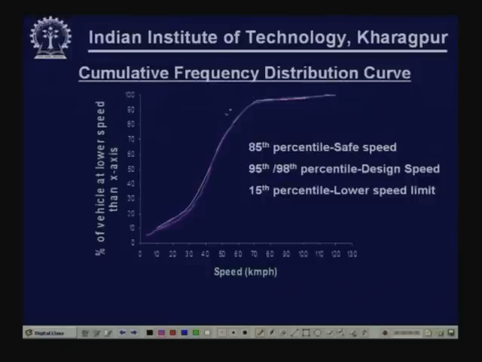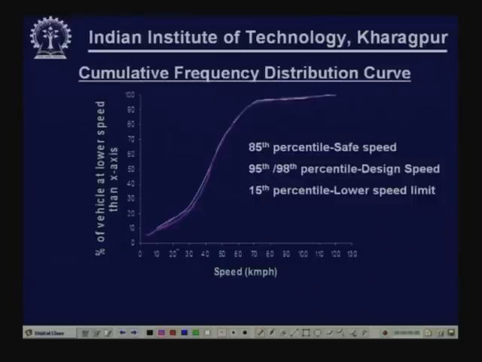Now, this cumulative frequency distribution curve is very useful. You can calculate the 85th percentile speed, which is normally taken as the safe speed in many cases. You can calculate the 95th or 98th percentile speed.